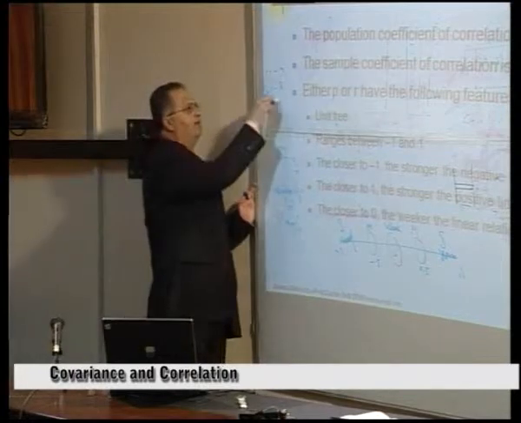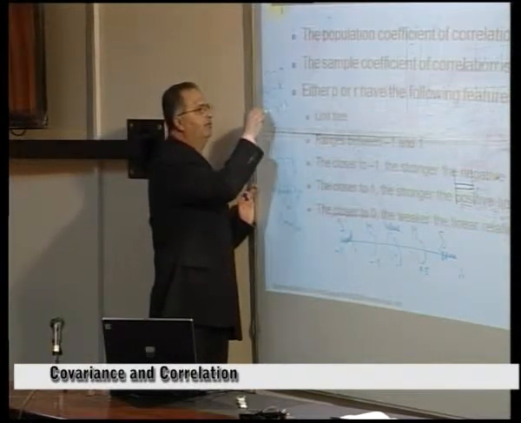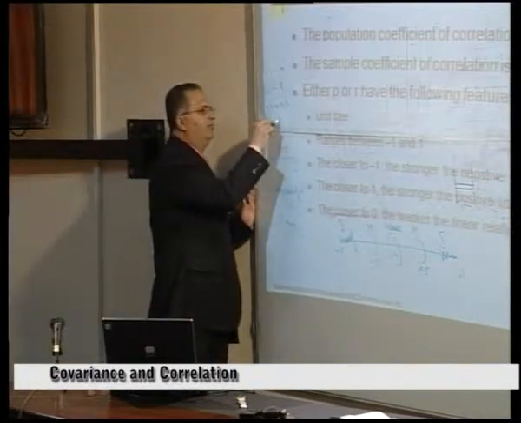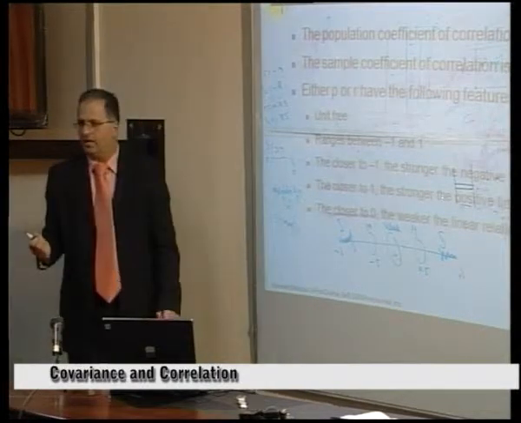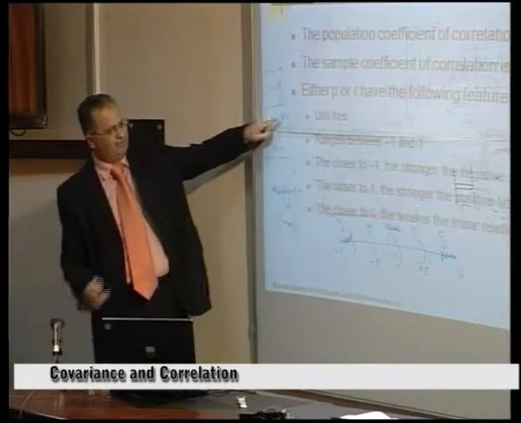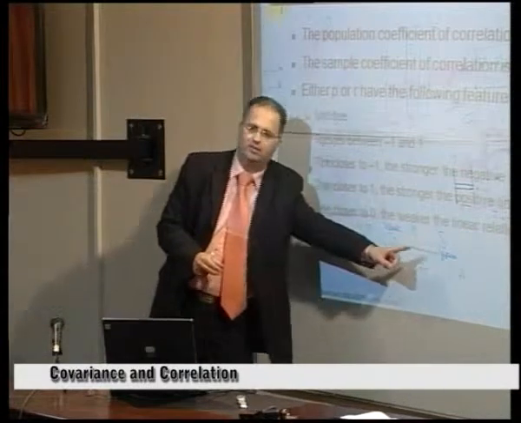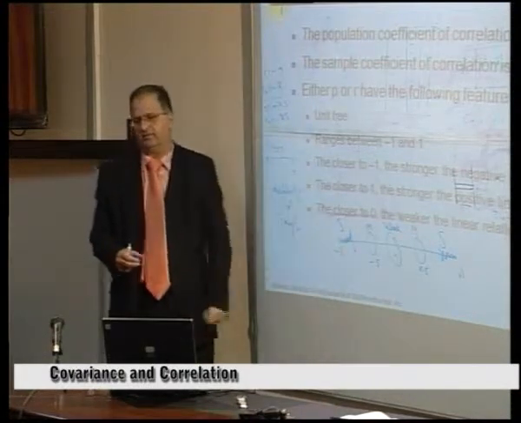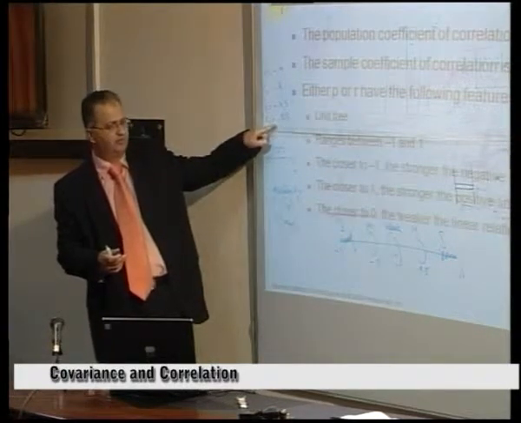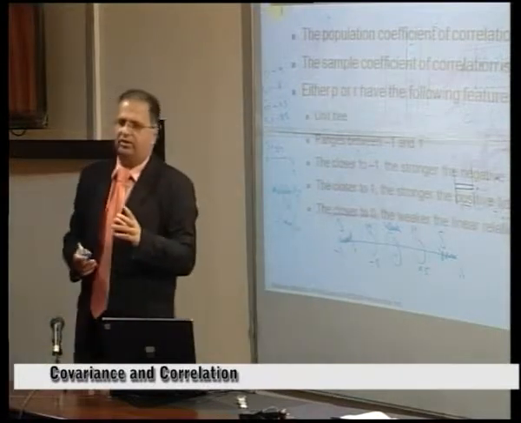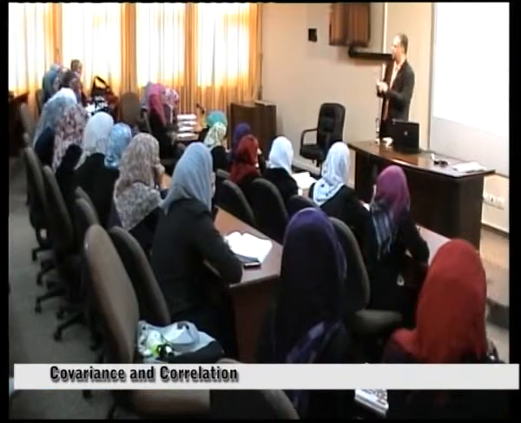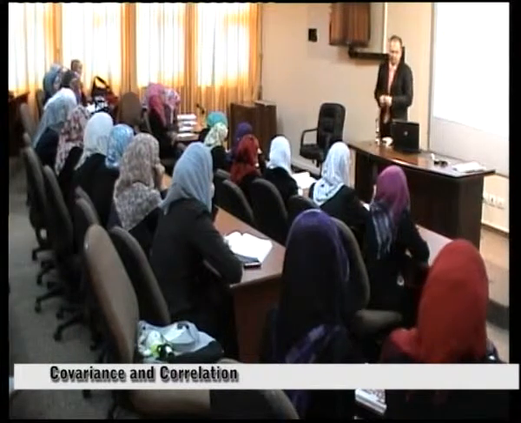On the other hand, if R1 equals 0.75, that means there exists a positive relationship. If R2 equals 0.85, also there exists a positive relationship, but R2 is stronger than R1 because 0.85 is closer to +1 than 0.75. So we can say that there exists a strong relationship between X and Y, and this relationship is positive. So again, by using the sign, you can tell the direction. The absolute value can tell the strength of the relationship between X and Y.